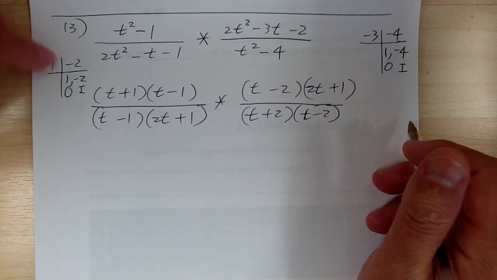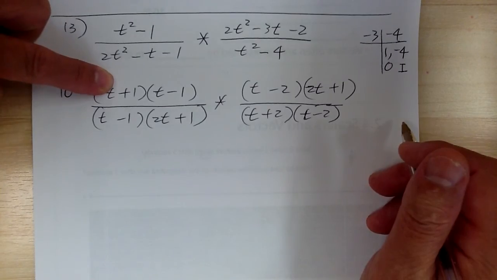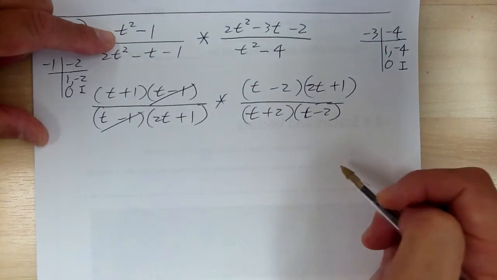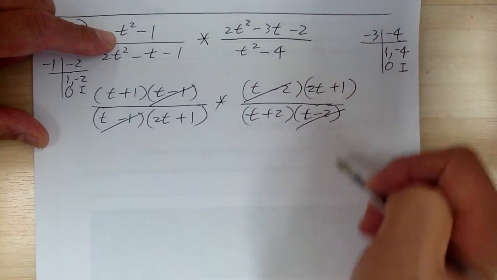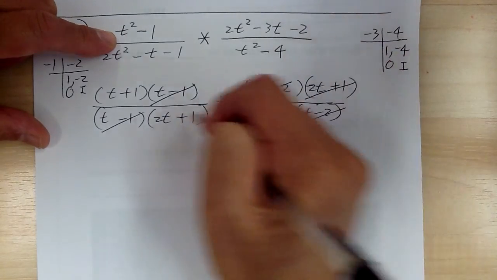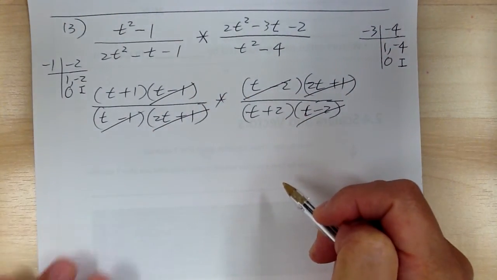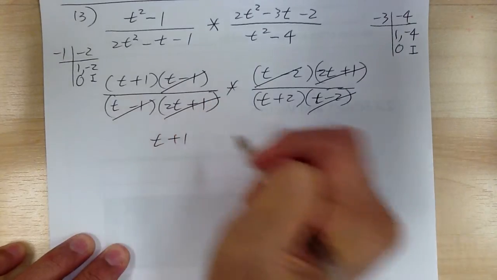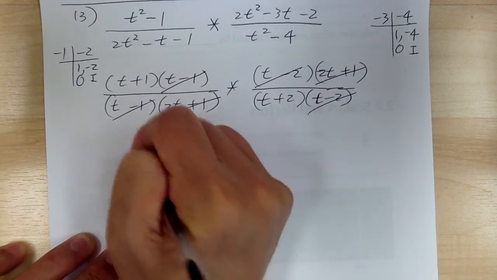Just go down each item. This one does not cancel. This one cancels with this one. t - 2 cancels with t - 2. 2t + 1, 2t + 1. So the only thing left is (t + 1)/(t + 2). And that's it.